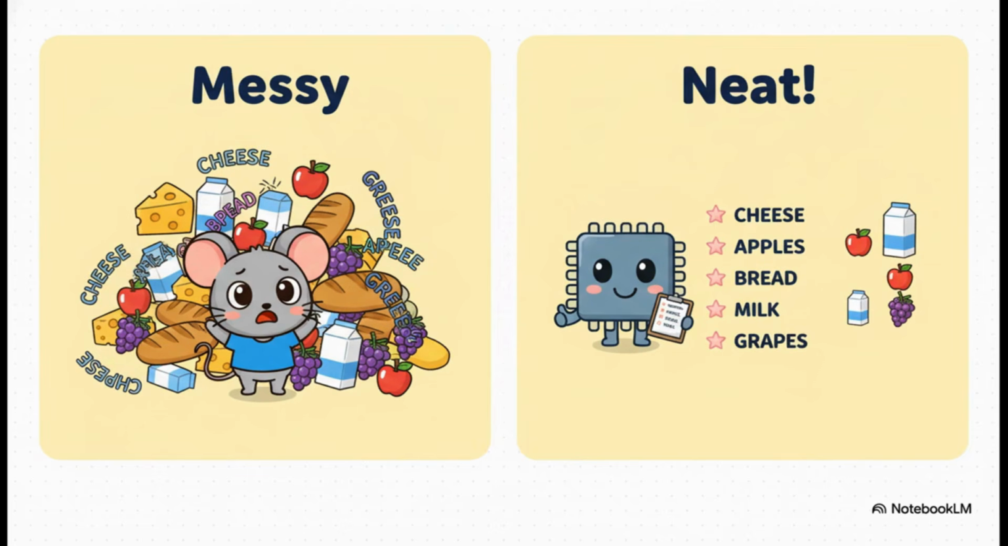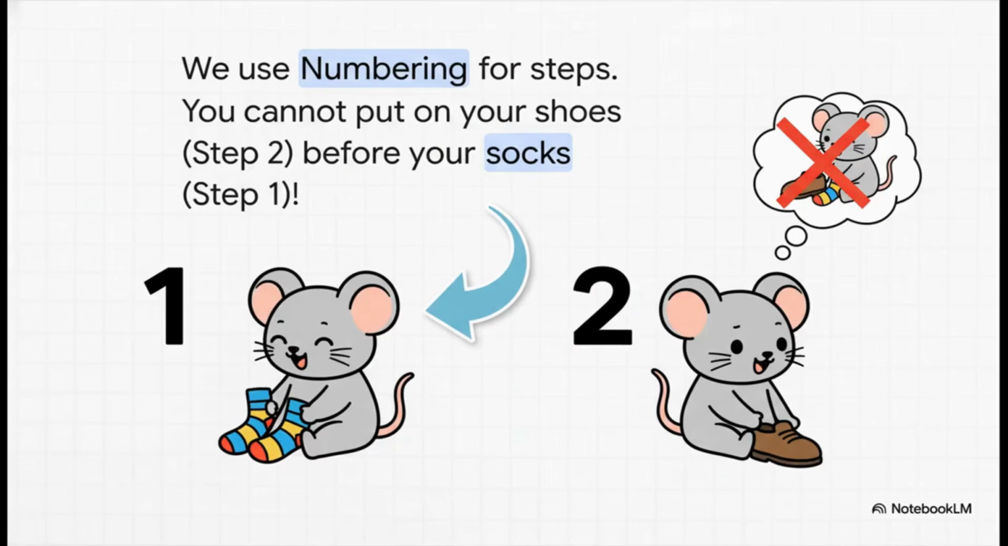When you make a list, you have two choices. Use bullets for things that don't need an order, like a grocery list of apples and milk. Use numbering for things that follow a plan, like the 1, 2, 3 steps of a recipe. I mean, you have to put your socks on before your shoes, right? Step 1 has to come before step 2.